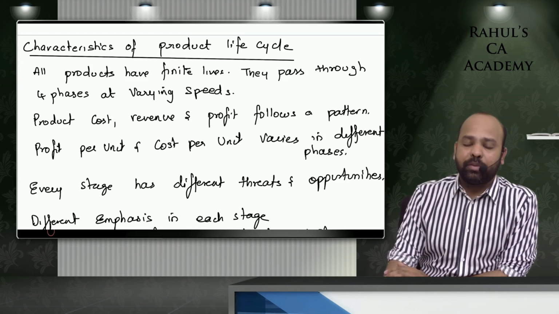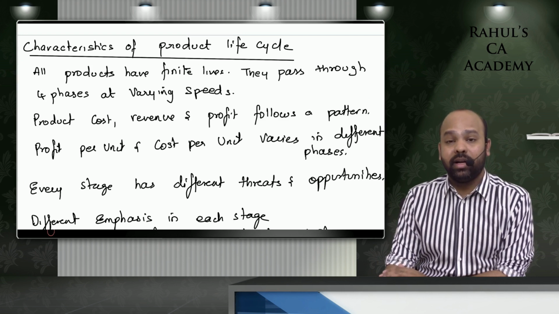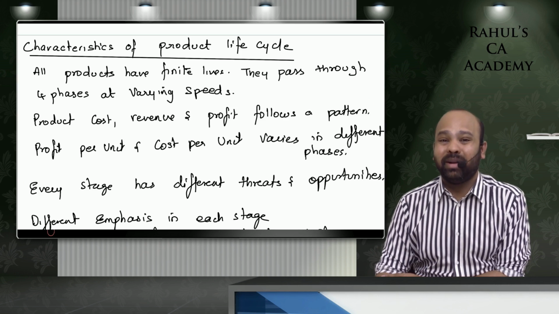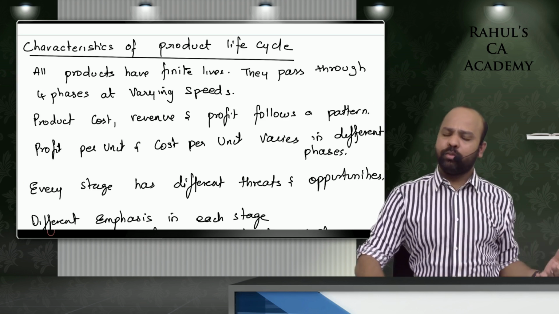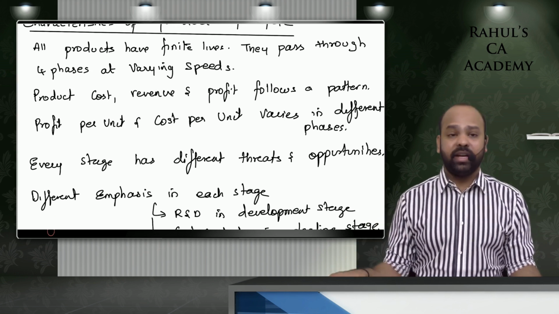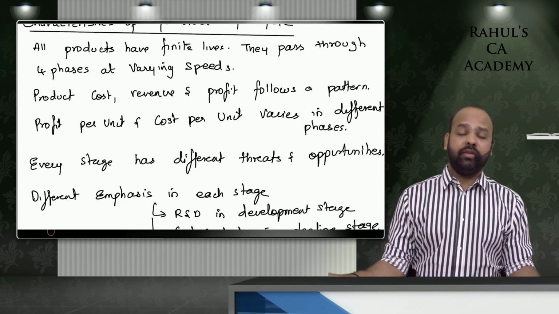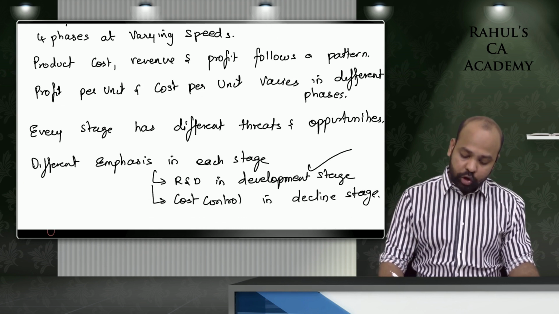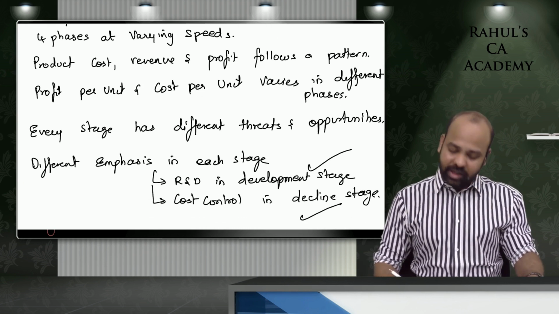So understanding the product life cycle will help you, beta, in deciding upon the strategies that you are supposed to implement in your business organization. That is the most important advantage, guys. And then you know, beta, that at each stage you will have a different emphasis. In the design phase, beta, you will have a huge amount of research and development cost, while cost control will be your objective, beta, during the maturity and the decline phase.